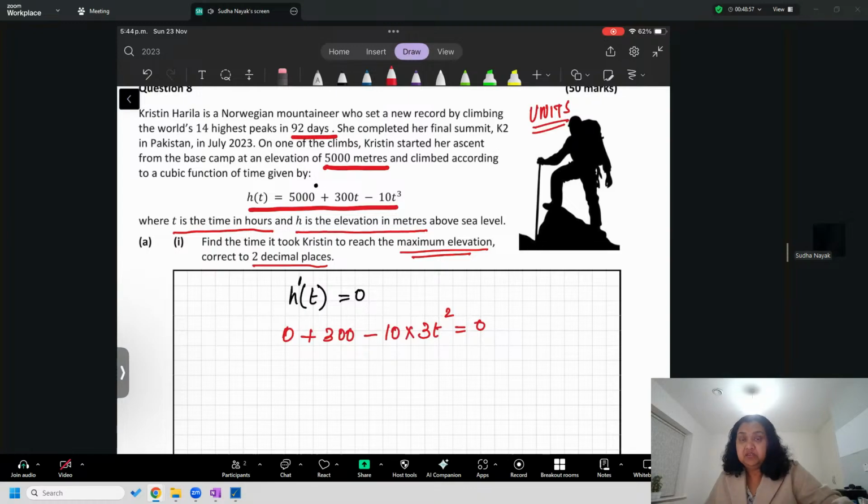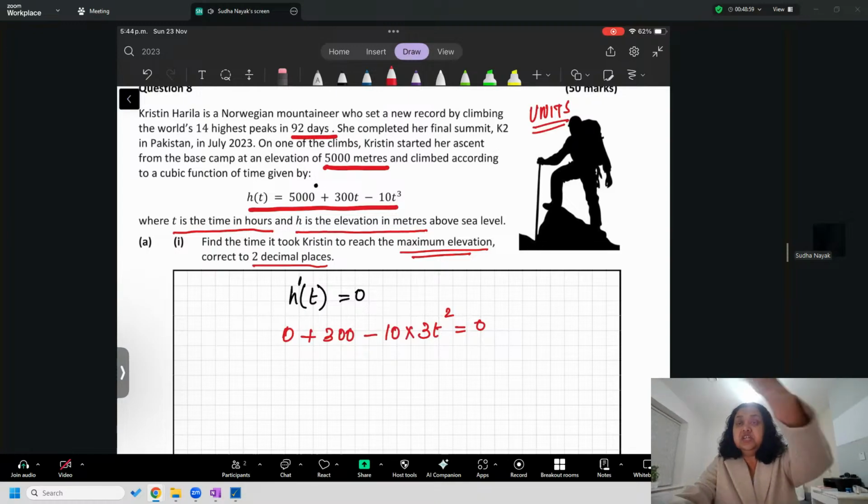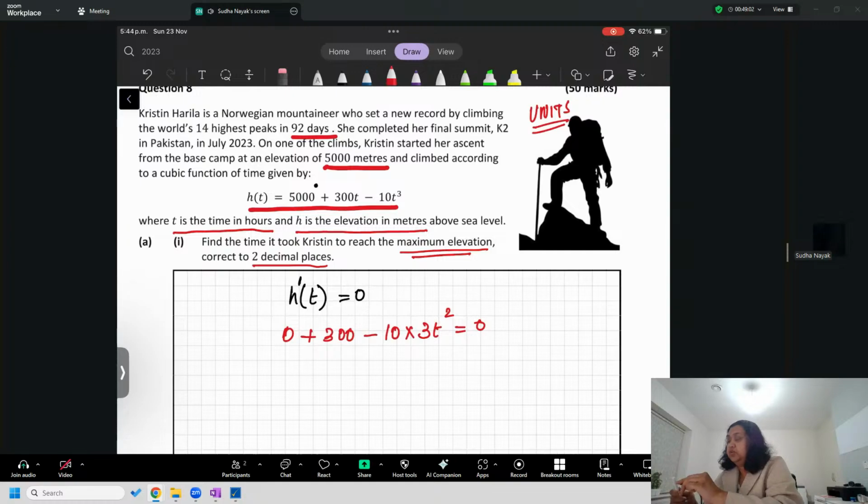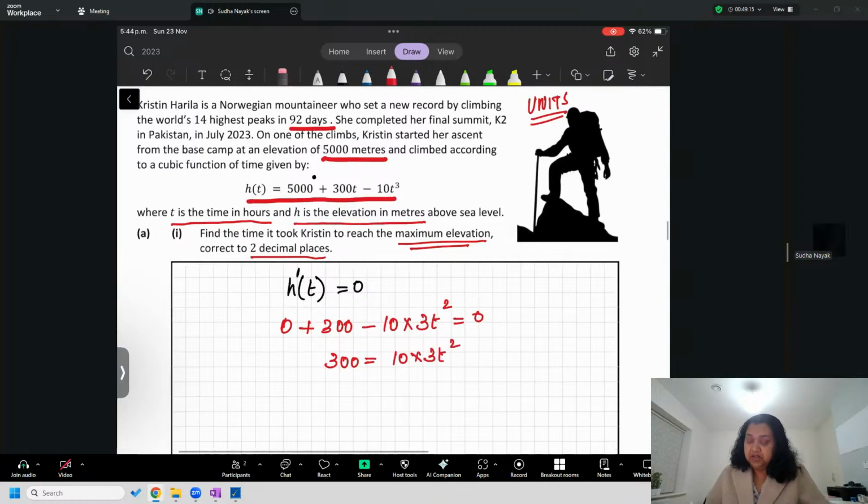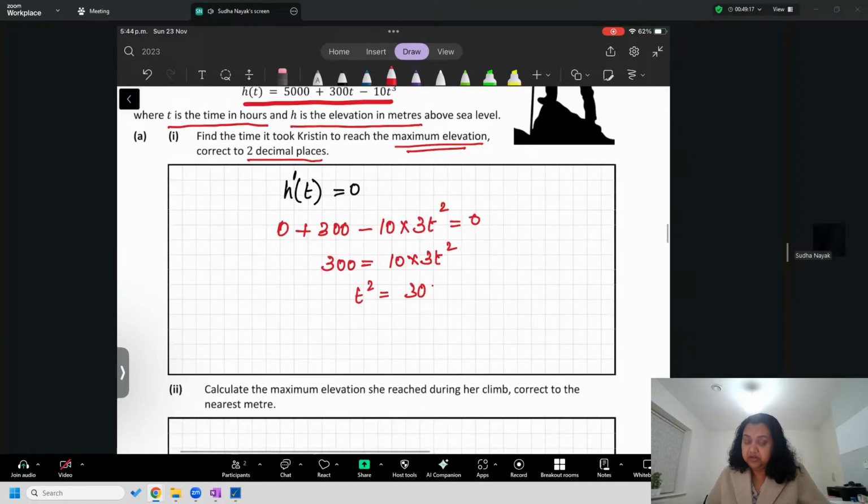So we are just differentiating it with respect to t, and then we are going to work on it. The condition for maximum is dy by dx equal to 0, and here it is h dash t equal to 0. Now I can simplify this as 300 is equal to 10 into 3t square, so t square is equal to 300 divided by 3 into 10, which is 10. Then t is equal to square root of 10, which is 3 point something, maybe 3.16, and that is hours.